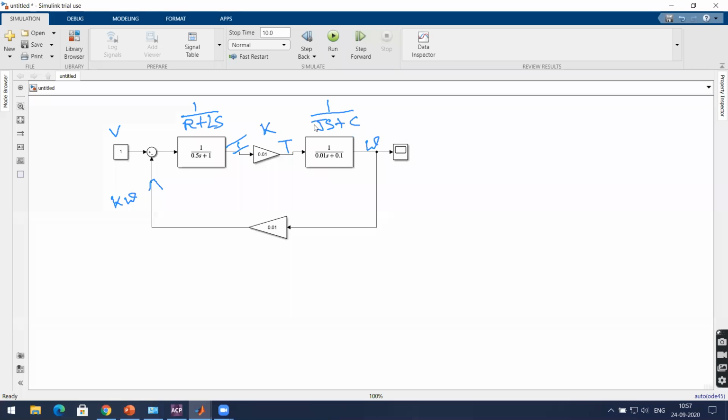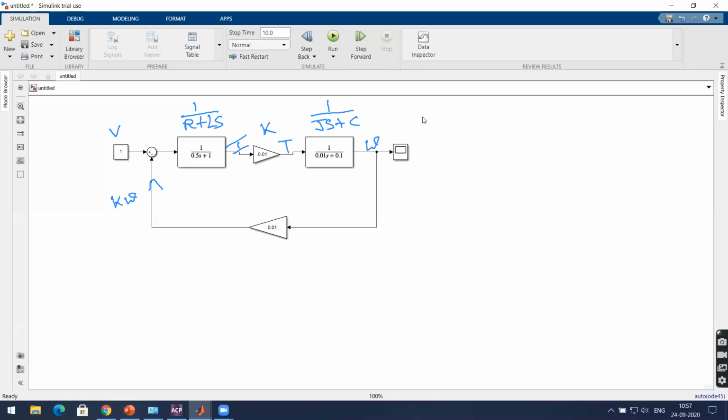See, why we divide it like this is, if you want to know the current, you can get to know the current. If you want to know the torque, you can get to know the torque. If you want to know the omega, you can know the omega. If you put everything into one, you can only get omega. You cannot get the current or the torque.